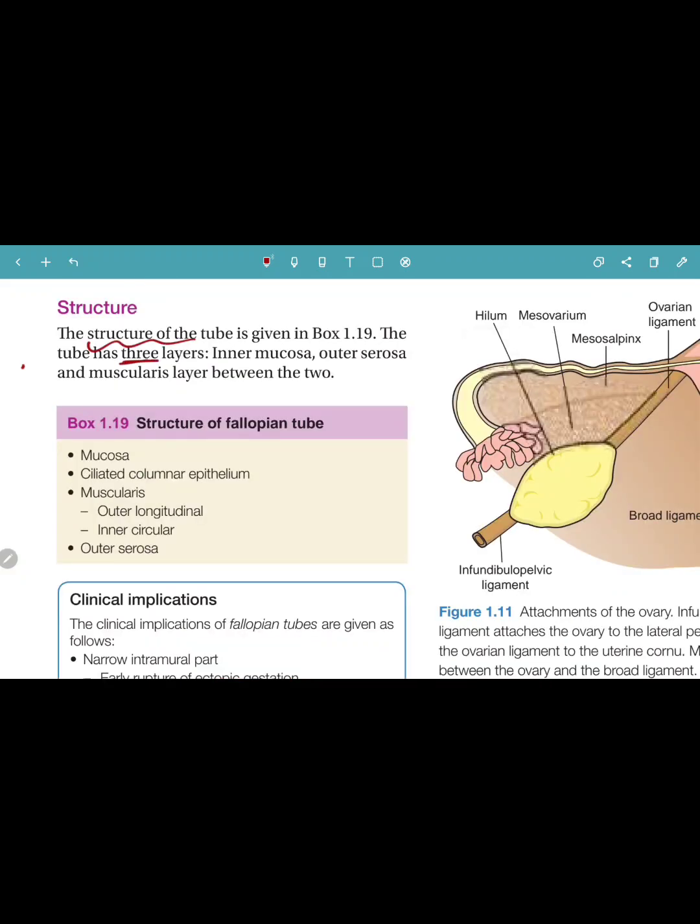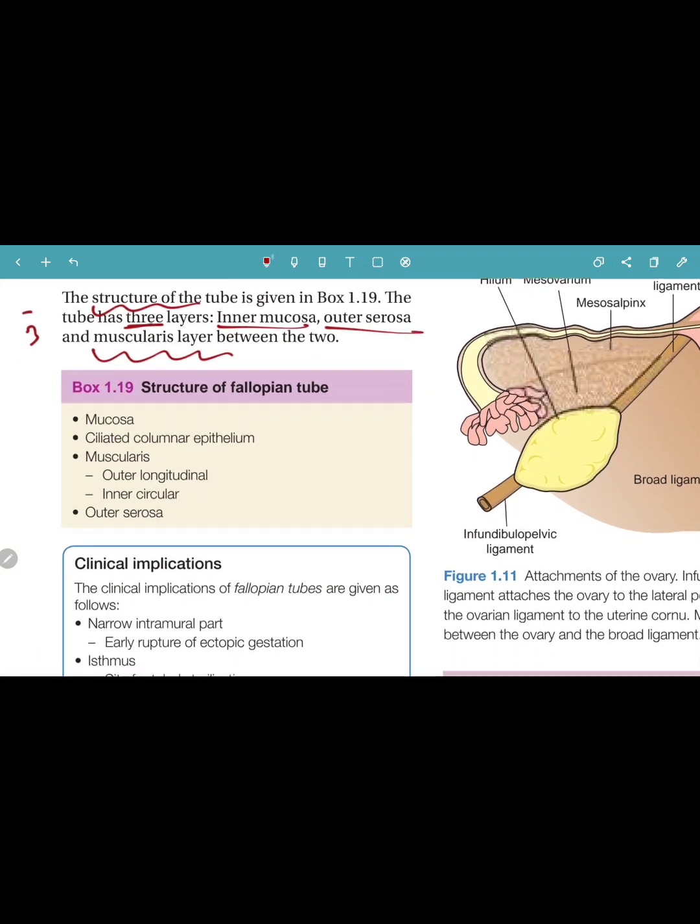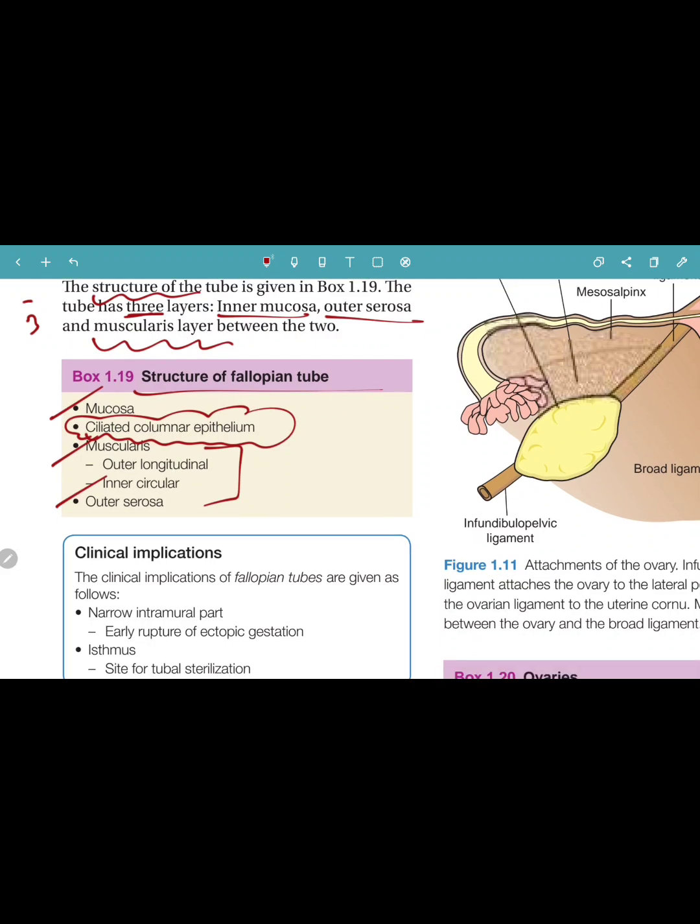It has 3 layers: inner mucosa, outer serosa, in between muscularis layer. Structure of fallopian tube: mucosa, muscularis layer, you have outer longitudinal and inner circular. Mucosa is lined by ciliated columnar epithelium and an outer serosa.